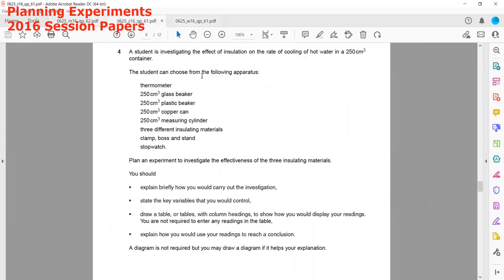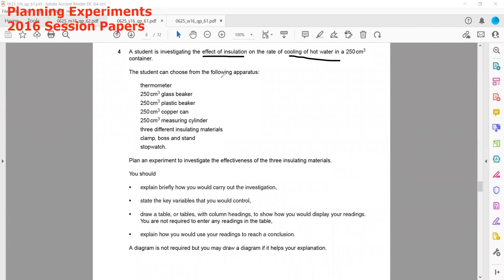Then summer 16. Again, as I mentioned, you will find very frequent questions related to rate of cooling. A student is investigating the effect of insulation on the rate of cooling. Insulation means a material which does not allow heat energy to pass; we call it an insulator. So how can insulation affect the rate of cooling of hot water in a 250 cm cube container?